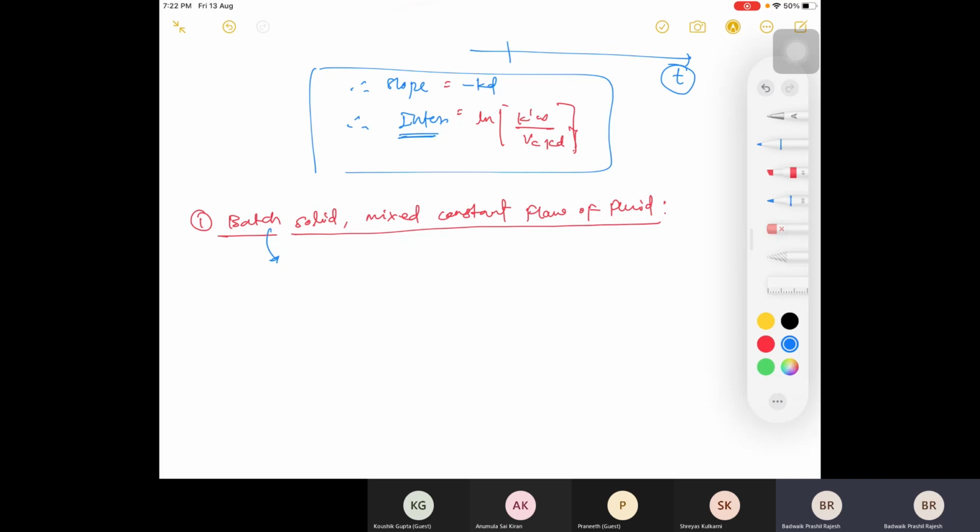What do you mean by mixed? Mixed is basically mixed flow. The fluid is in mixed flow contacting. So batch solid, mixed flow of fluid. And the next thing you are observing here, you just make this point: batch solid, mixed flow, and constant flow.